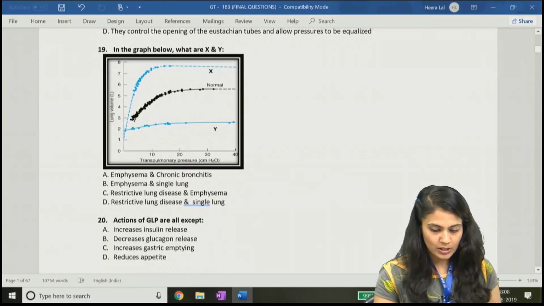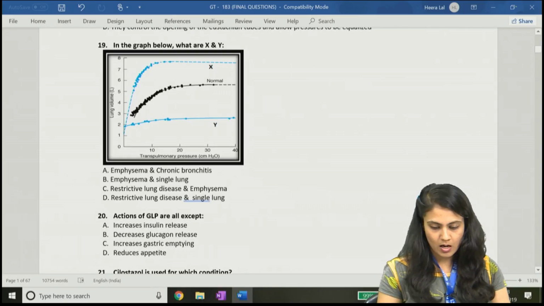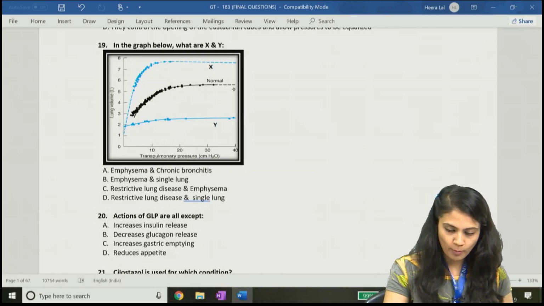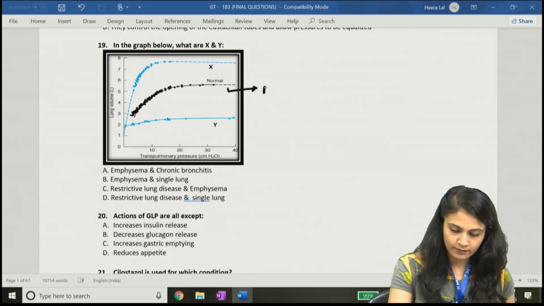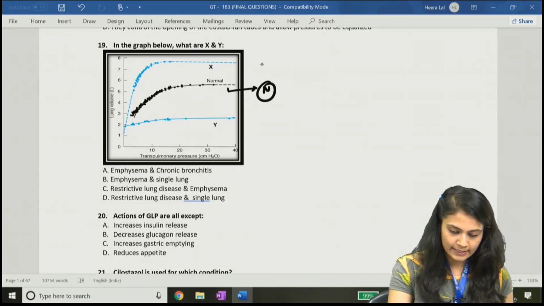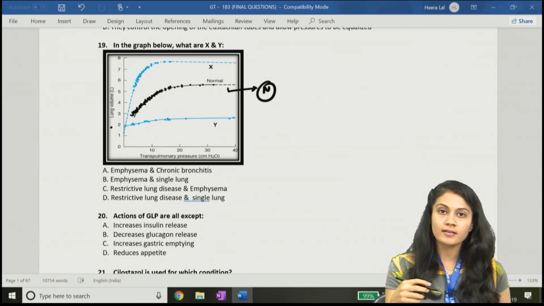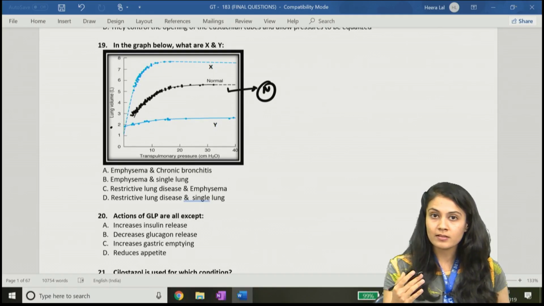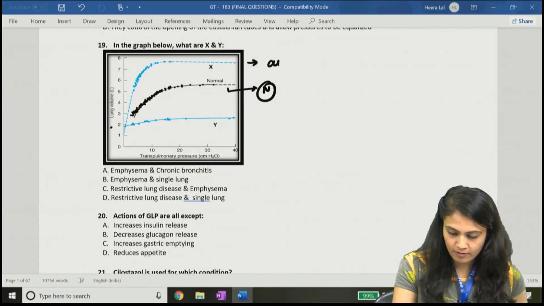Moving to the next question: in the graph below, what are X and Y? This is the normal graph. Then in X, this is the lung volume. In the graph of X, the lung volume is increased. That means air trapping is there.